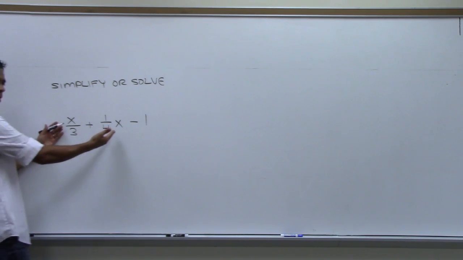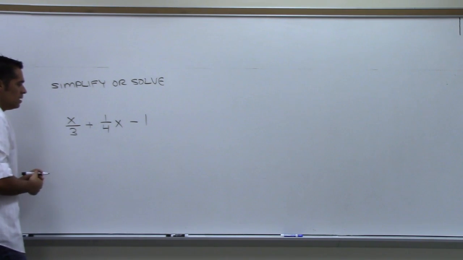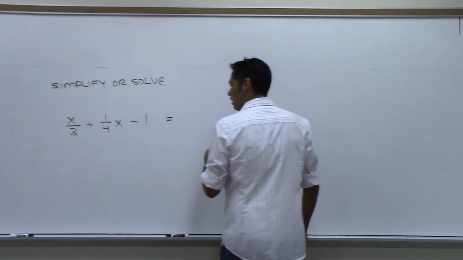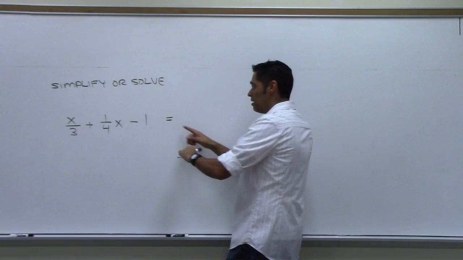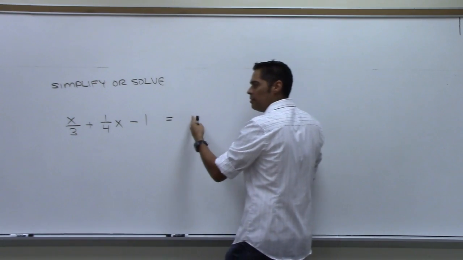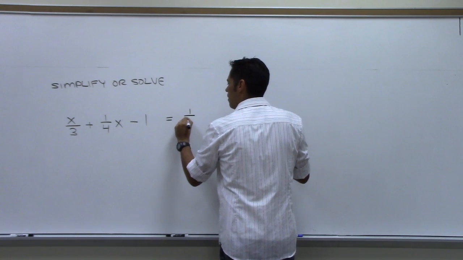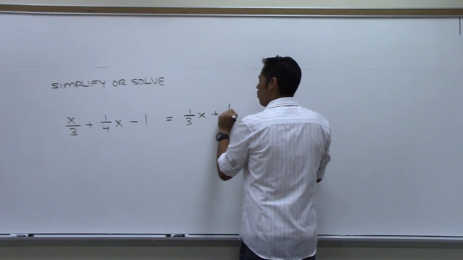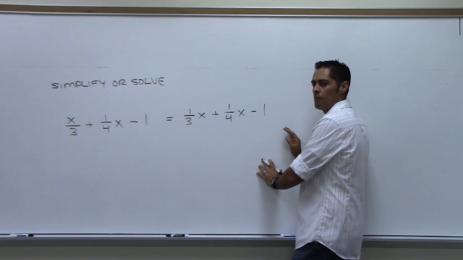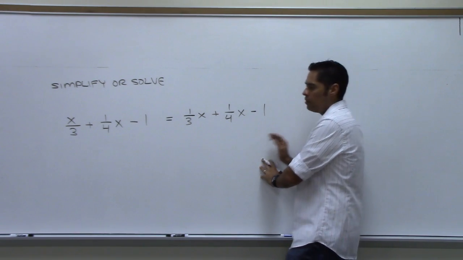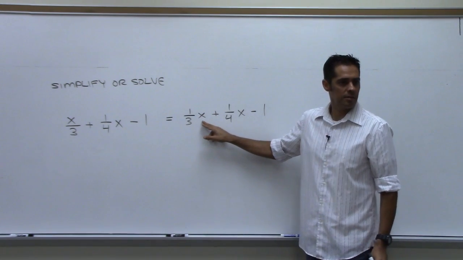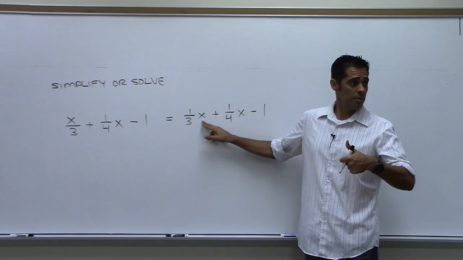These both have x, right? Let's try and combine them. So I'll just do one more line here. I'm going to say that this is equal to, now I know you're going to say, wait, you just made an equation. No, I'm just saying that this expression is equivalent to this new expression, 1/3 x plus 1/4 x minus 1, right? Do you agree with that? Writing x over 3 is the same as writing 1/3 times x. Do you all agree with that?